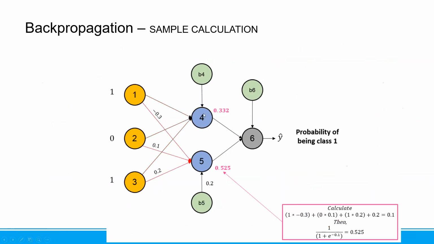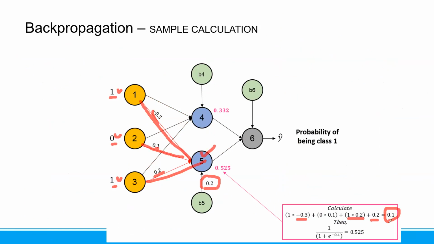Next, we need to calculate unit 5. What is this unit 5? The idea is the same. We have the inputs from units 1, 2, and 3, and we know that these are 1, 0, and 1. We just multiply: 1 multiplied by minus 0.3, 0 multiplied by 0.1, 1 multiplied by 0.2. And then we add the bias, which is 0.2. So this will be the value, 0.1.